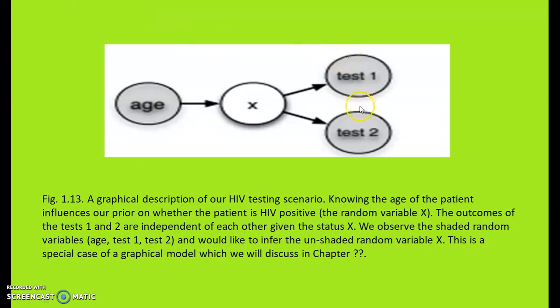So in this we have test 1 and test 2. If in test 1 and test 2 the results are the same, we can conclude that the test is fine, that it's correct. So let's say test 1 says that the particular person is HIV positive, and test 2 also says that he is HIV positive, then there is a high probability of that person being HIV positive.